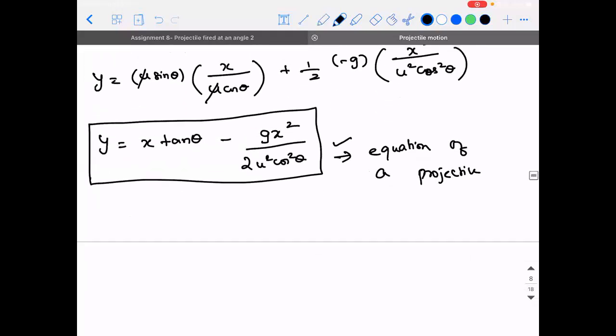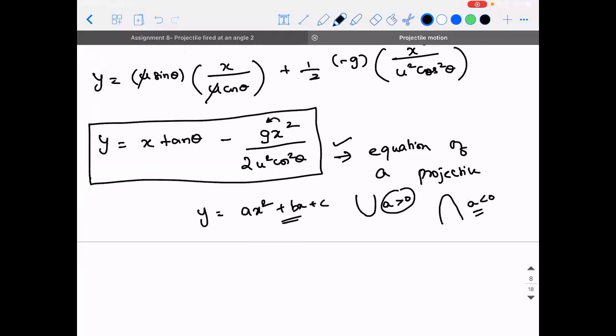Okay. Now, if y is equal to ax square plus bx plus c, we know that this is a second degree polynomial. Then the second degree polynomial will represent an upward parabola if the value of a is greater than 0, and it will represent a downward parabola if the value of a is less than 0. Means a is the coefficient of x square. So if the coefficient of x square is negative, then it represents a downward parabola. Now observe this equation. The coefficient of x square is g divided by 2u square cos square theta. So this represents a downward parabola.